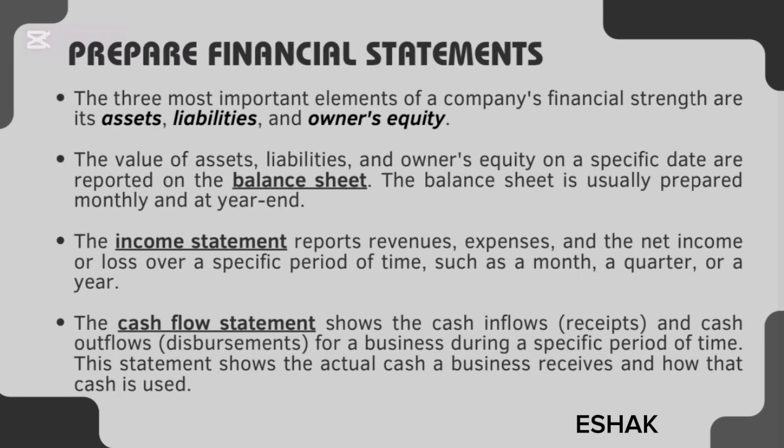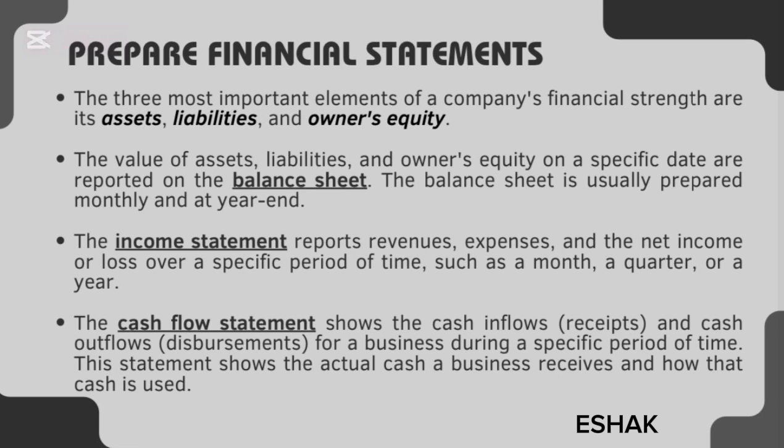There are three main components that define your business's financial position. Firstly, assets. What your business owns, like cash, equipment, and inventory. Secondly, liabilities. What your business owes, like loans or unpaid bills. And thirdly, owner's equity. What remains after subtracting liabilities from assets? It reflects your ownership value in the business. They are all recorded on the balance sheet.